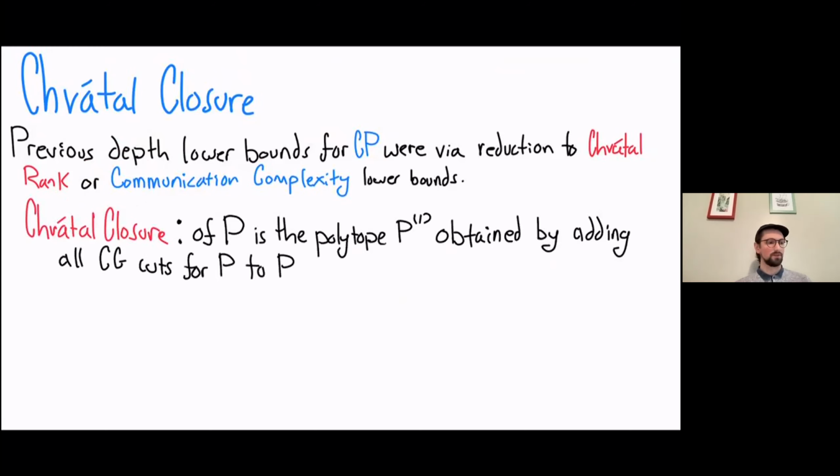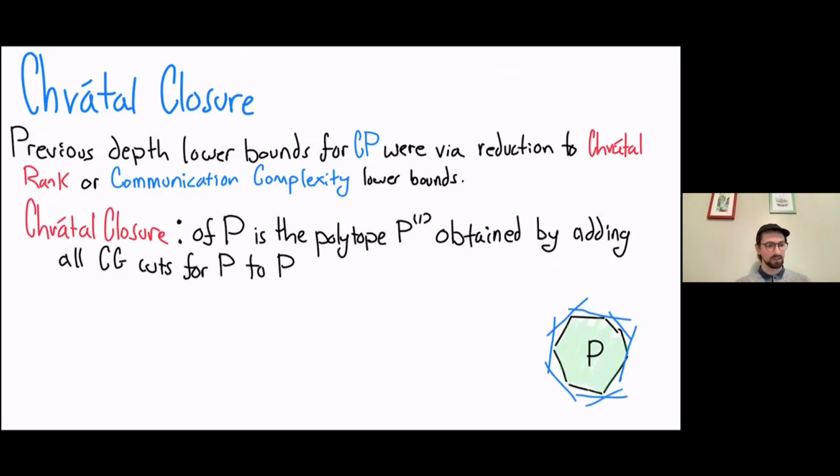And so what's the Chvátal closure? So the Chvátal rank is defined in terms of Chvátal closure. You take a polytope P and you derive P superscript 1 by adding all possible CG cuts that are valid for P to P. So here's a little picture.